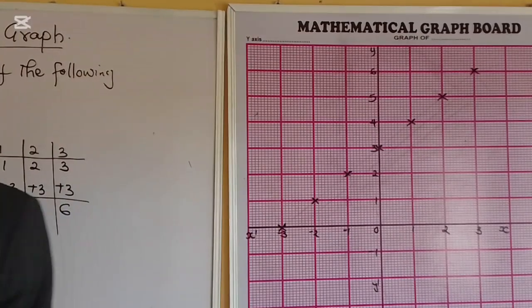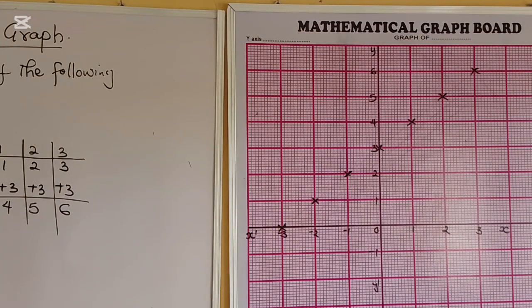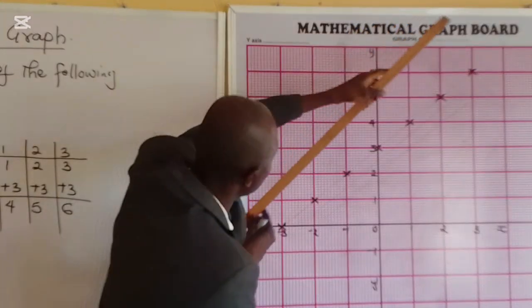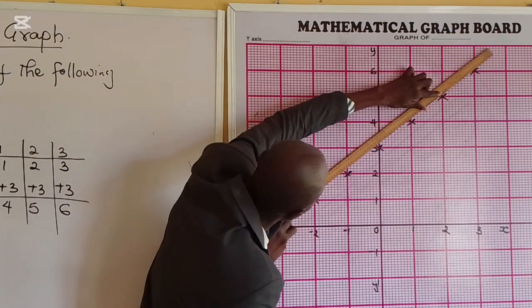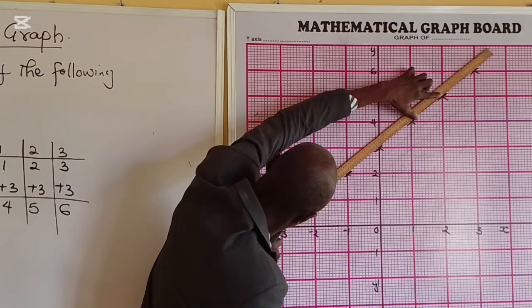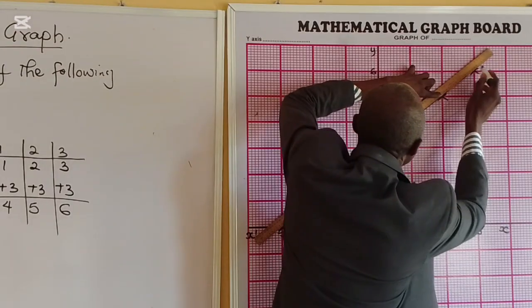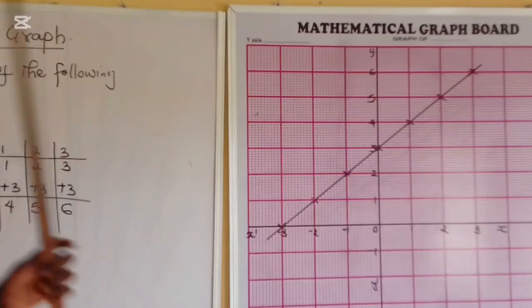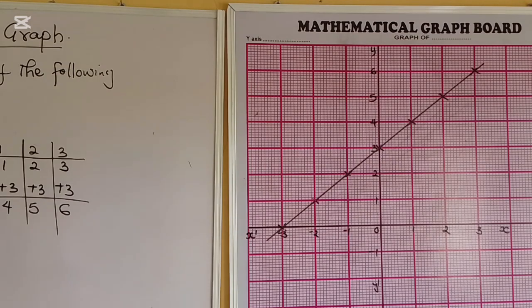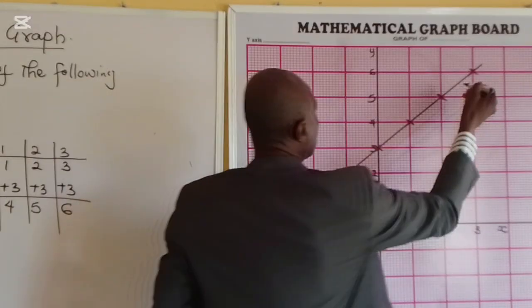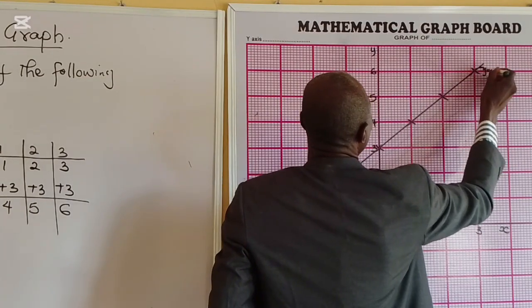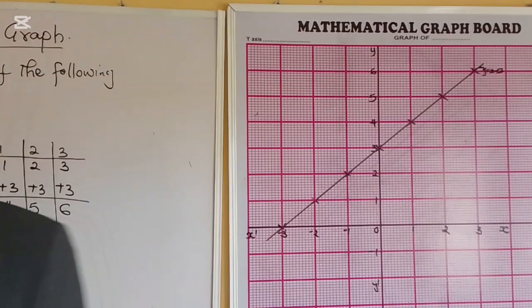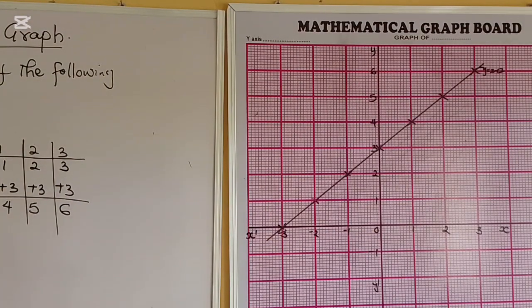So we are going to draw a straight line. When you draw the straight line, you place a ruler. We have now succeeded in drawing the line. Now, this is the graph. You can write it here: y is equal to x plus 3. If you want to write it there, you can write it there: y is equal to x plus 3.